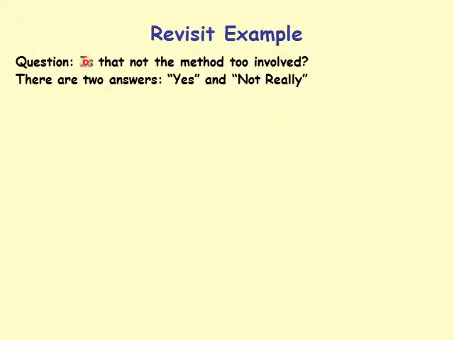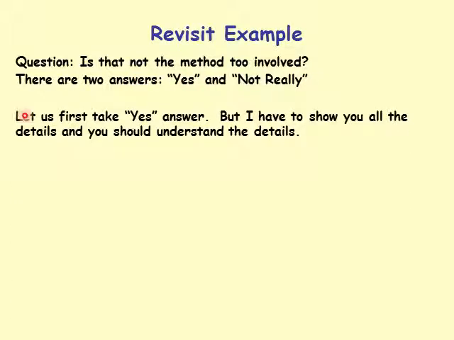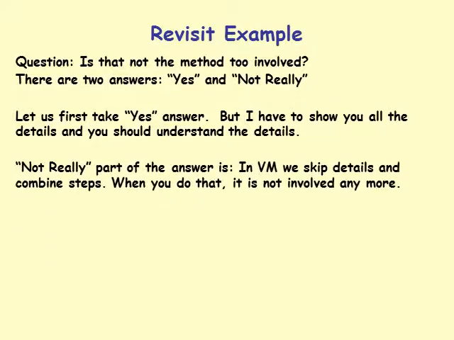Okay, let's revisit this example. Question: is that not the method that involved? There are two answers: yes and not really. Let's go ahead and try to explain. Let's take the yes answer first. I have to show you all the details, and you should understand the details. So it's a little complicated and involved, but I have to show you the details, and that's how come it's a little involved.